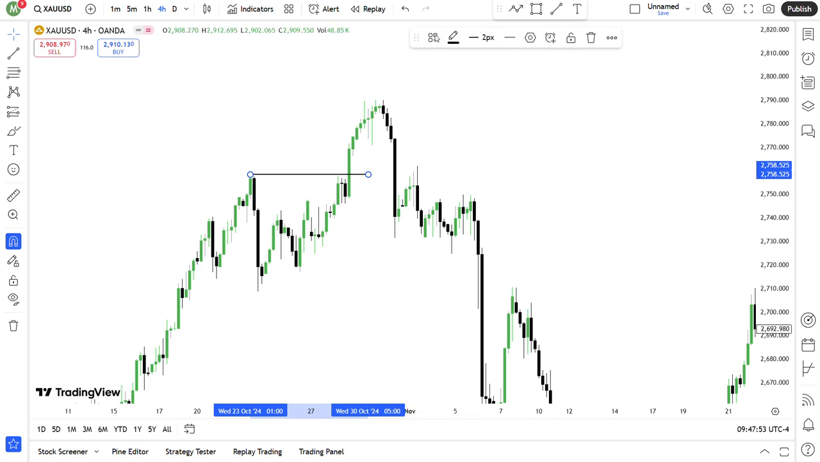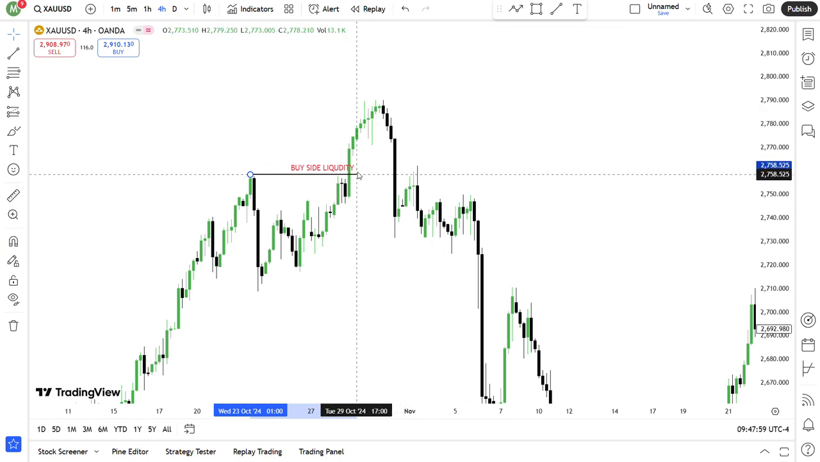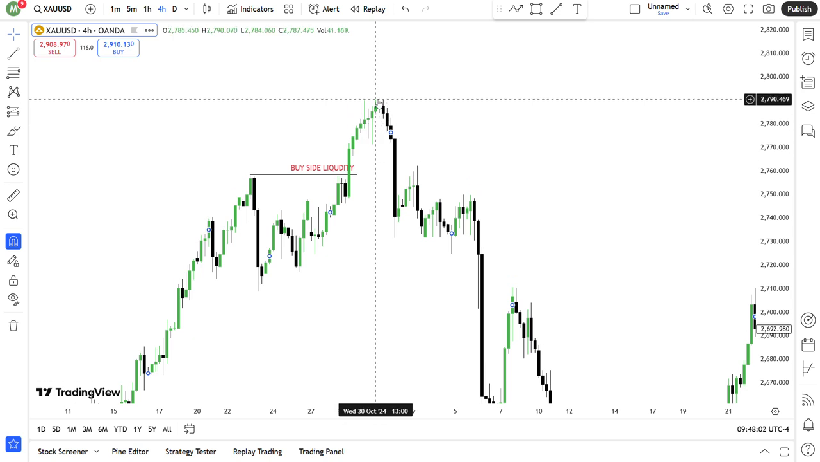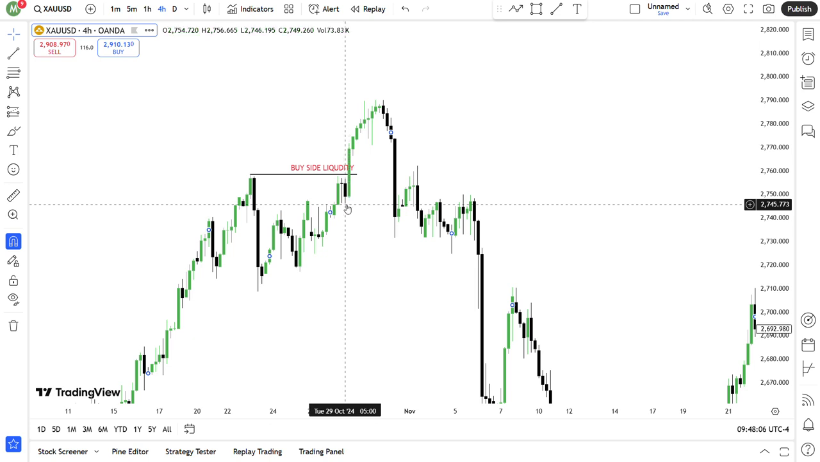The market breaks the buy side and sell side liquidity. We are waiting for the reversal sign, which is known as market structure shift. This is the high, and this is the low for this move. So it is known as the market structure shift. We are going to draw this as a market structure shift.